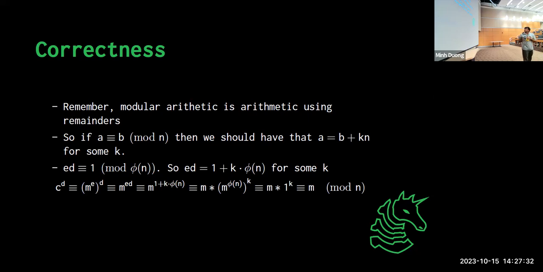And if we take the powers of this, we have m is congruent to c to the power of d, is congruent to m to the power of e to the power of d, which is m to the power of ed, which is m to the power of 1 plus k phi of n. And we can represent this as m times m to the power of phi of n to the k. But by Euler's theorem, m to the power of phi of n would just go back to 1. So we end up multiplying m by a bunch of 1s, and we can get the original message from that. So all Bob needs to really do is compute c to the power of d.